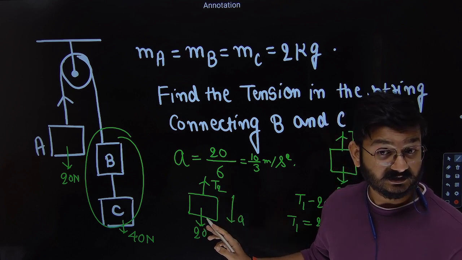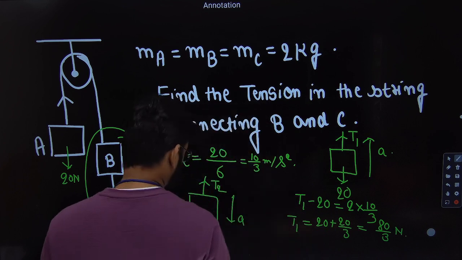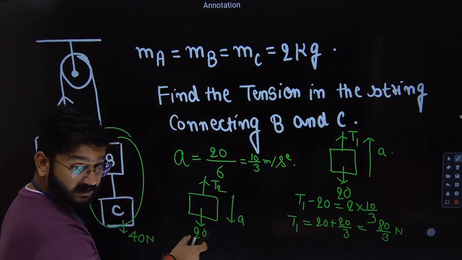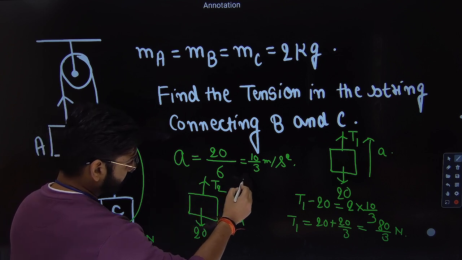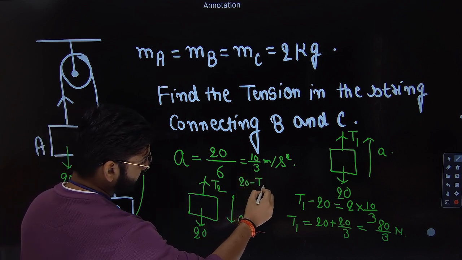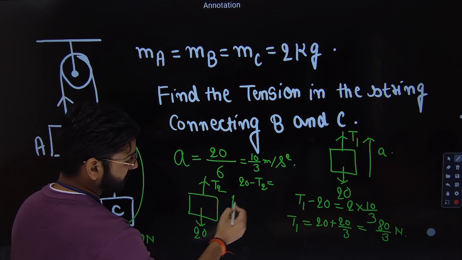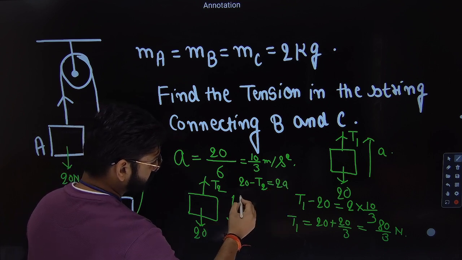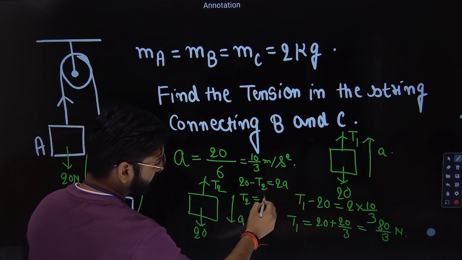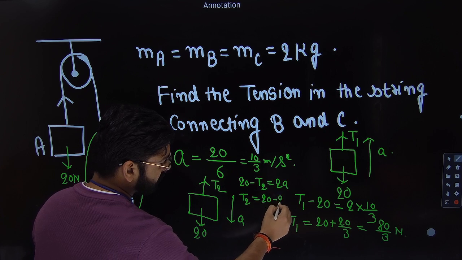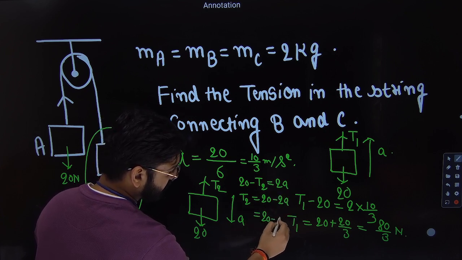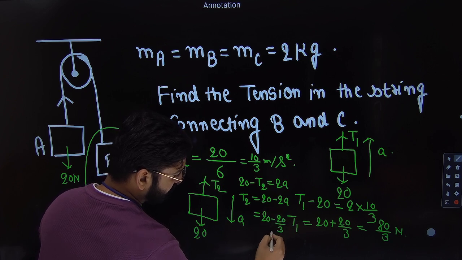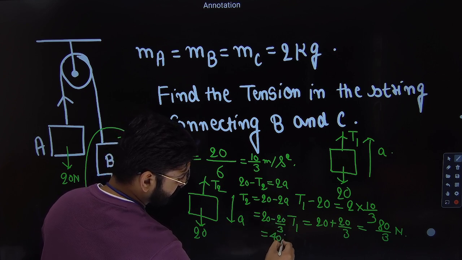Only C. So this time downward will be positive. So what will you write? 20 minus T2 equal to mass into acceleration. Mass is 2. So T2 will be equal to what? 20 minus 2a. So this is how much? 20 minus 20 by 3, which is 40 by 3.